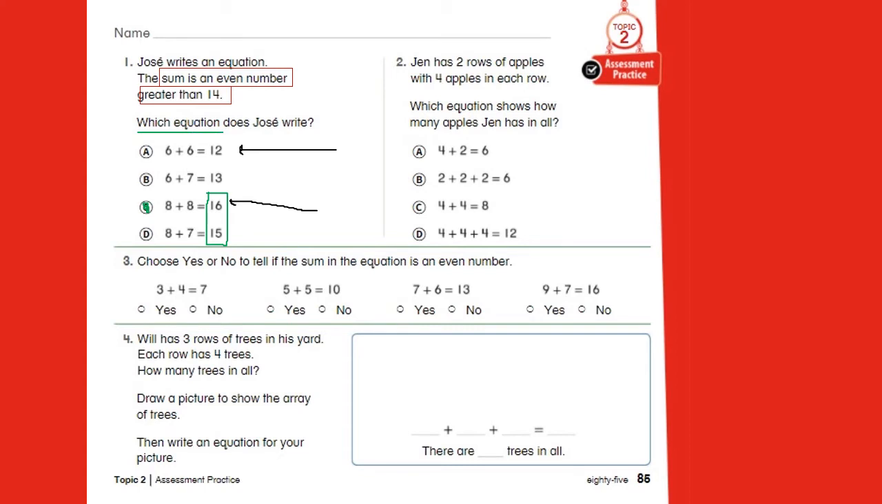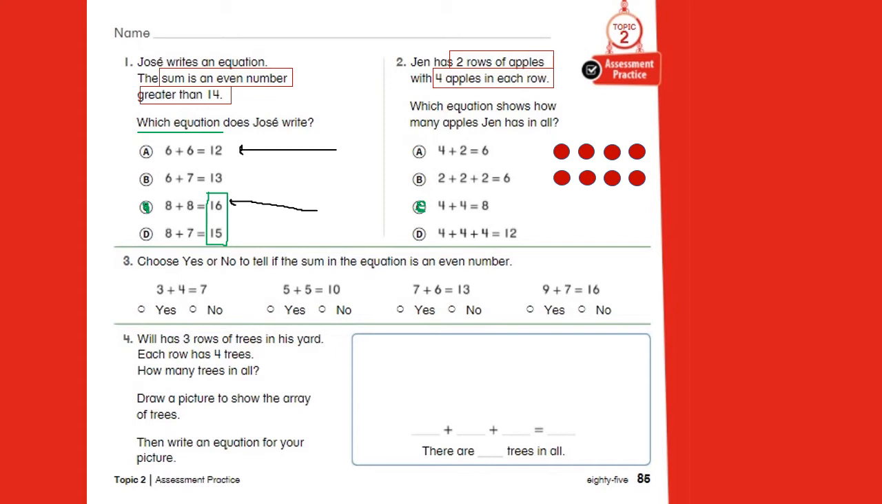Number two, Jen has two rows of apples with four apples in each row. Which equation shows how many apples Jen has in all? Well, what I would do here, and I think you should also, is just on a piece of paper, draw this out. Two rows of apples with four apples in each row. There's my array. Now, which equation matches that? Hopefully, you came up with C. There are two rows of four, so it's 4 plus 4.